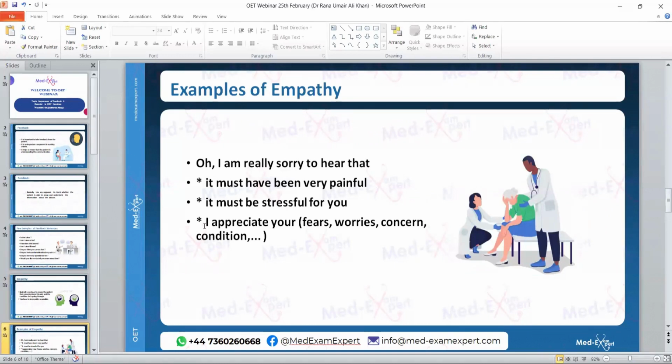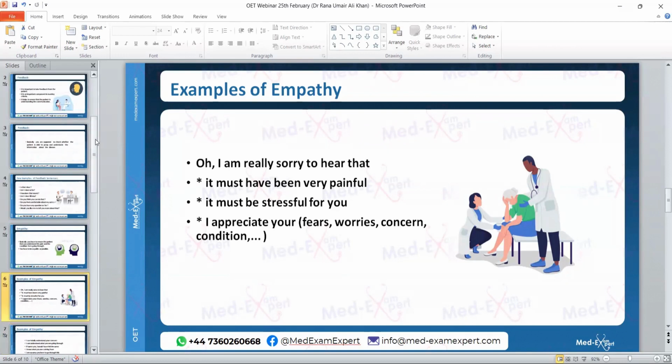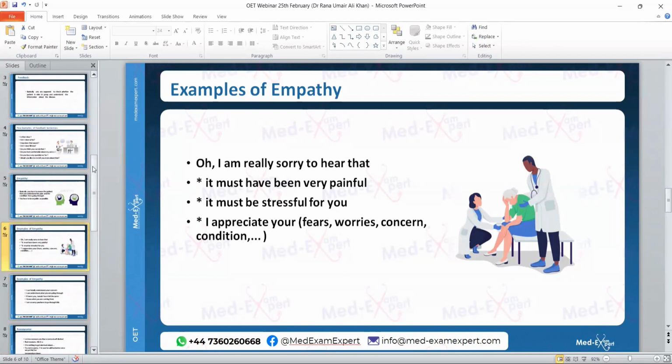The last sentence, I appreciate your fears, worries, concern, condition. I am not personally a fan of this sentence. If any one of you would like to use it, you could, but in modern English, we have made this sentence obsolete. We don't use it anymore. This is an old slide, so it's still there, but I wouldn't use it because you do not appreciate fears or worries or concerns. You can use other sentences like, I know what you must be going through. I know it must be painful, stressful. These are more polite sentences in today's era, not this one.